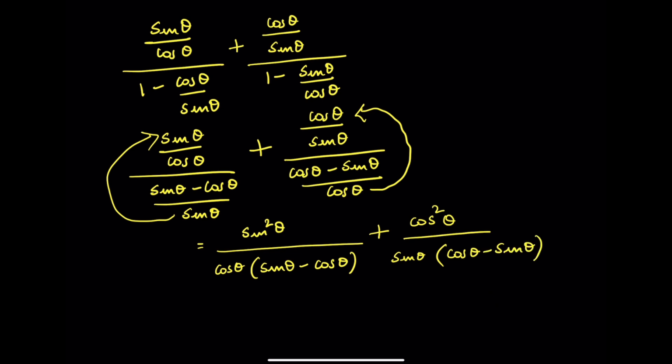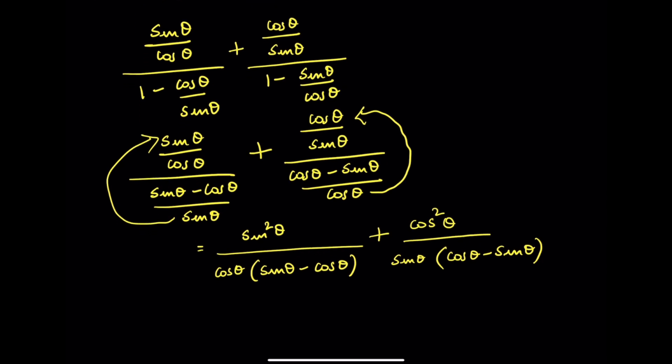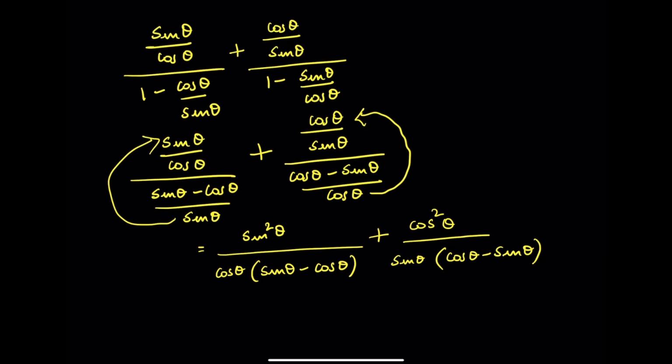Now take a moment and just observe what we are trying to achieve here. So we want to go back to 1 plus secant theta cosecant theta. So somehow we have to rearrange this equation and get a few cancelling terms. Now here we observe that in the denominator we see sine theta minus cos theta in the first part, and in the second part we see cos theta minus sine theta. So if we multiply this second part by minus 1 and also divide by minus 1, we can get a common denominator, which is sine theta minus cos theta.